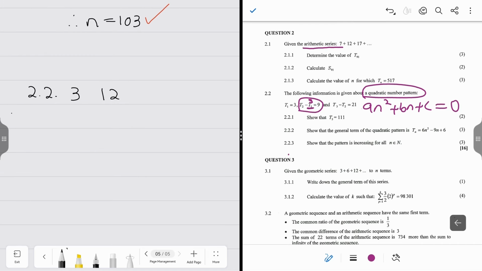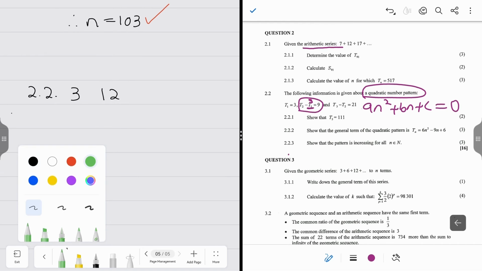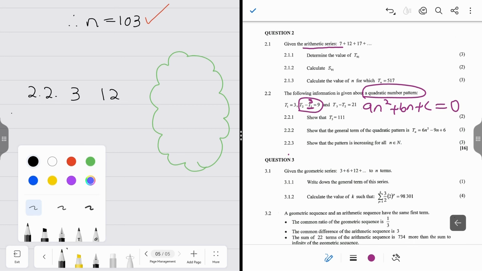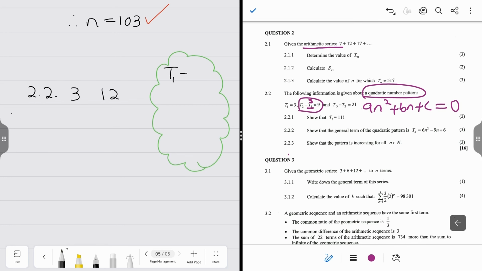Perhaps we can write it up and then you can see how it's done. Usually this is what I would do, just to make sure that I have all the terms properly. So in this case, I'm going to say I was given that T1 is equal to 3, and I was given that T2 minus T1 equals 9, which means that T2 will be equal to 9 plus 3, which is 12, right? The other one I'm given is T3 minus T2 equals 21.